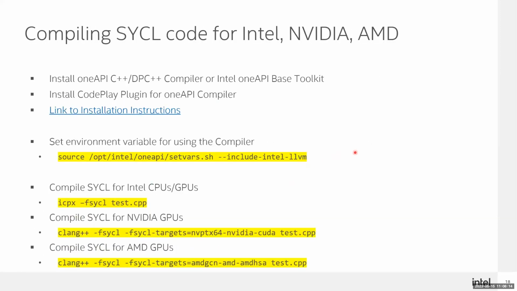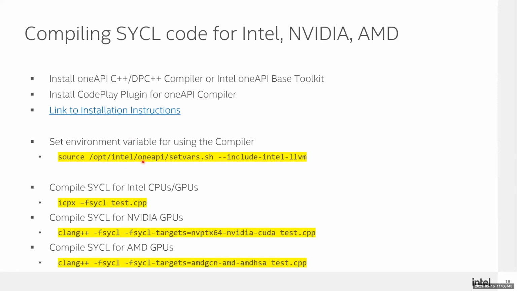And then what about compiling the SYCL code for, let's say, NVIDIA or AMD GPUs? For that, again, it's the same thing. You need to install the oneAPI base toolkit, and then there's also this plugin from Codeplay for the oneAPI compiler. This is something you need to install. This plugin will mainly enable you to compile for NVIDIA and AMD as well. And the method used to compile is the same.